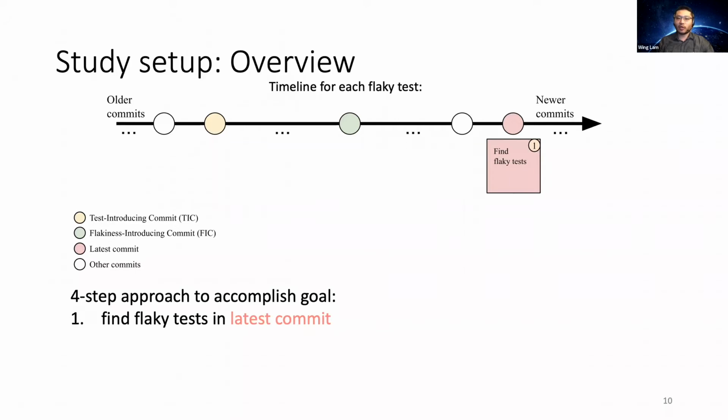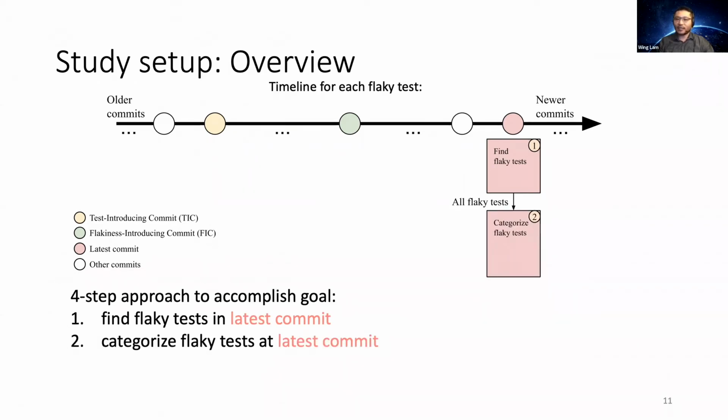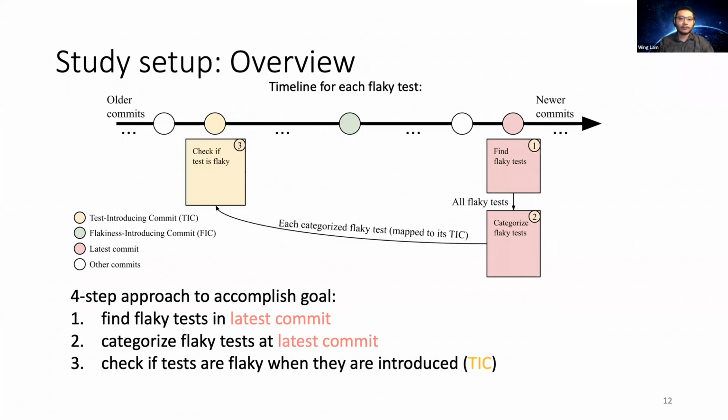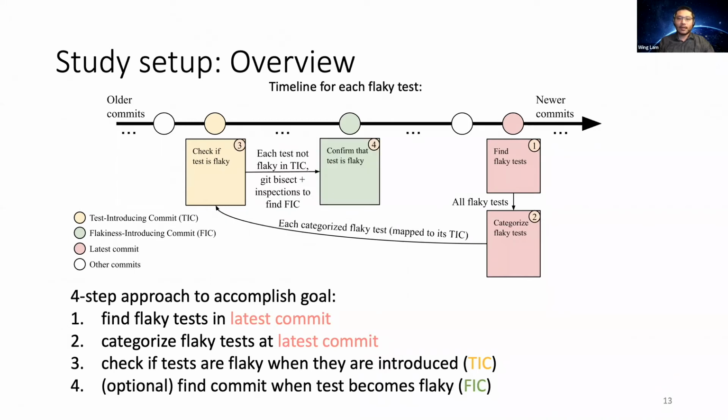So in order to accomplish our goal, we use a 4-step approach where the first step would actually be to find the flaky tests at this latest commit. We then categorize the flaky tests at this latest commit so that we can study how these different categories of flaky tests would affect the results of our study. We then check for each of these tests when they were actually introduced, whether or not they were flaky then. And finally, for the ones that aren't flaky when they were introduced, we go and find the commit in which the test actually first became flaky.